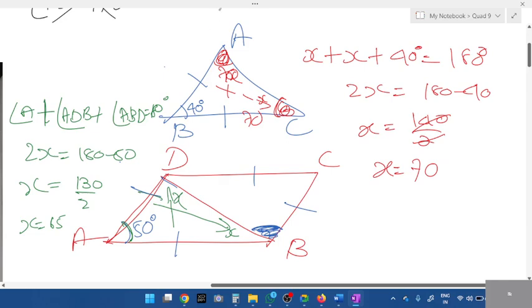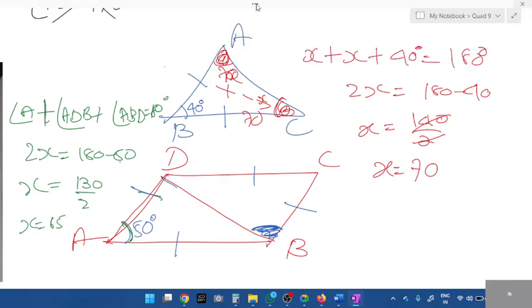You get 130. x is equal to how much? Each. What's the value, students? Each how many degrees? 65 degrees. Did you understand the calculation part? Does it make sense? 65.